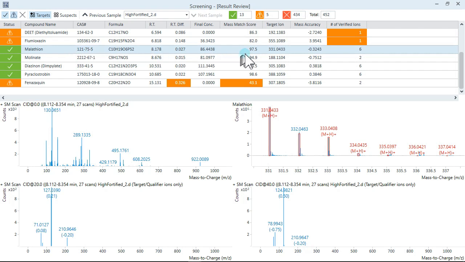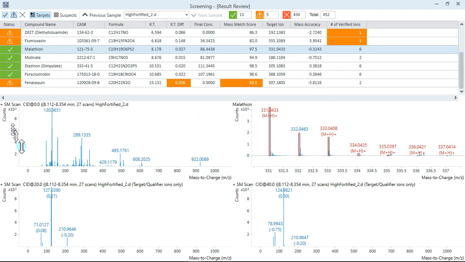And then if I look further, I can see there's my target, 331, low mass accuracy. And in this case, I found 6 confirming ions. Now that's a lot because sometimes, as you notice up here, I don't always get 2 ions like the SANTE regulation is looking for. I might see the molecular ion, but I don't necessarily see a confirming ion. Each compound has its own chemistry.